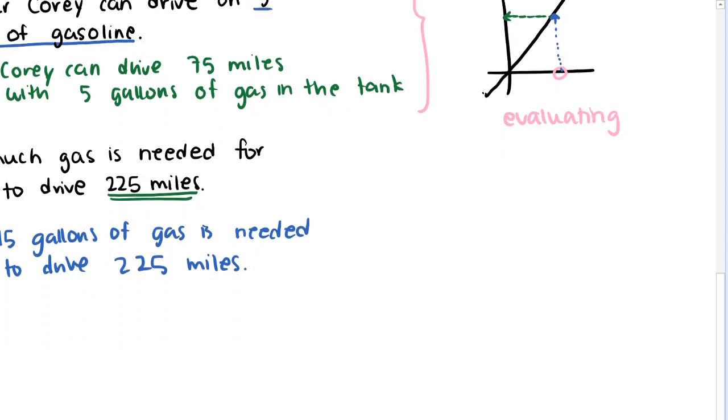So if we do the reverse, and we start with the output value and find the corresponding input value, this process is called solving. And we'll talk about solving equations soon enough, but what we're doing here with our graph is very similar to what we would do, the values we would get when we solve an equation.